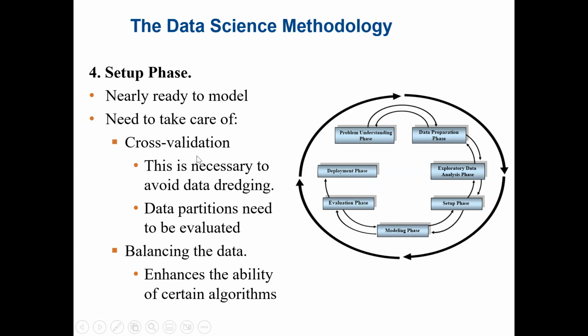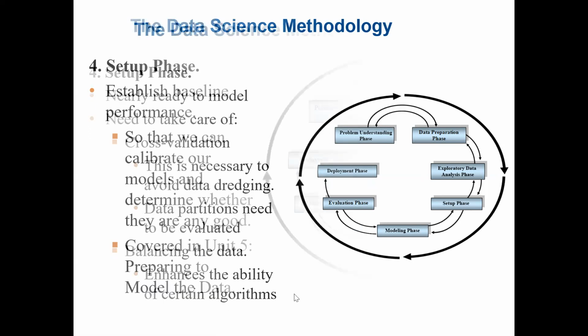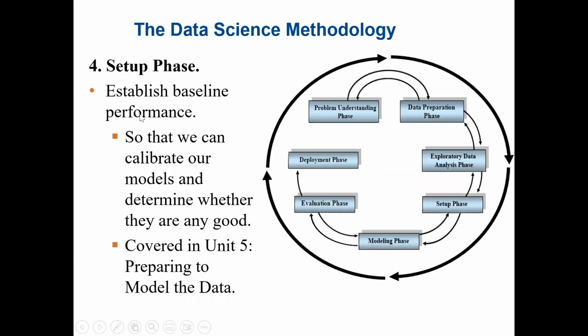We need to take care of cross-validation. This is necessary to avoid, again, data dredging. We may discuss this in the future. Also, data partition needs to be evaluated. Also, balancing the data can enhance the ability of certain algorithms. We can also establish a baseline performance so that we can calibrate our models and also determine whether they are any good. This will be covered again in Unit 5, preparing to model the data.